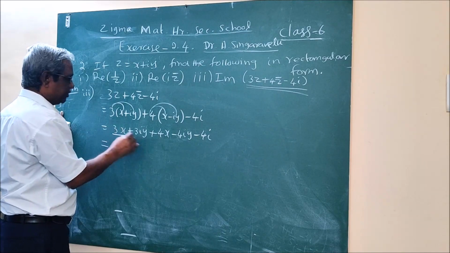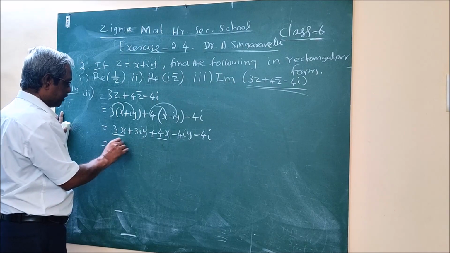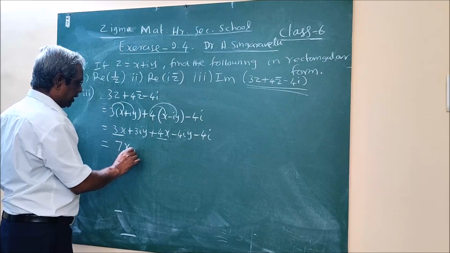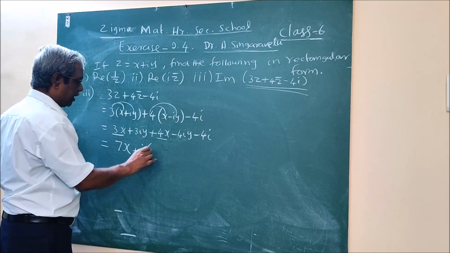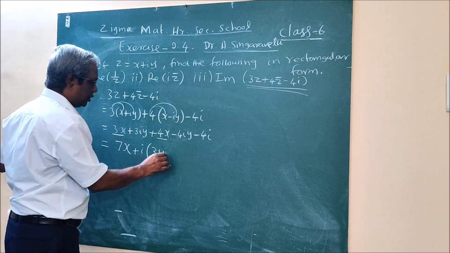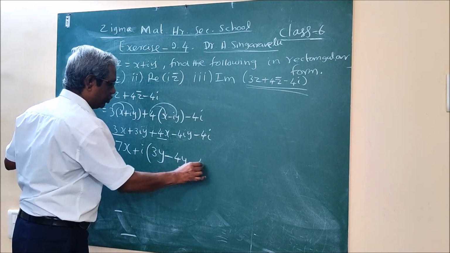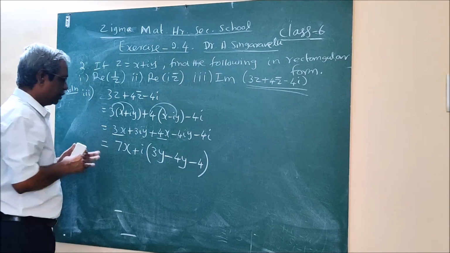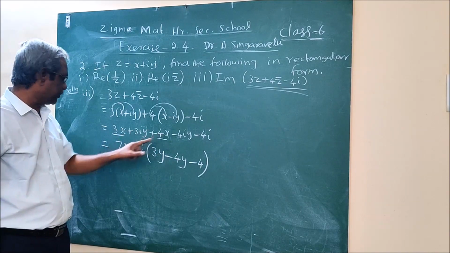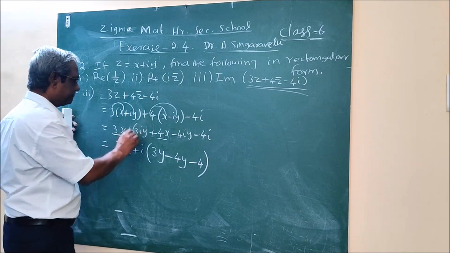First collect the real terms: 4x plus 3x is 7x. There is no other real term. Then write the imaginary terms, taking i common outside. We have 3y minus 4y minus 4. Take i common outside.